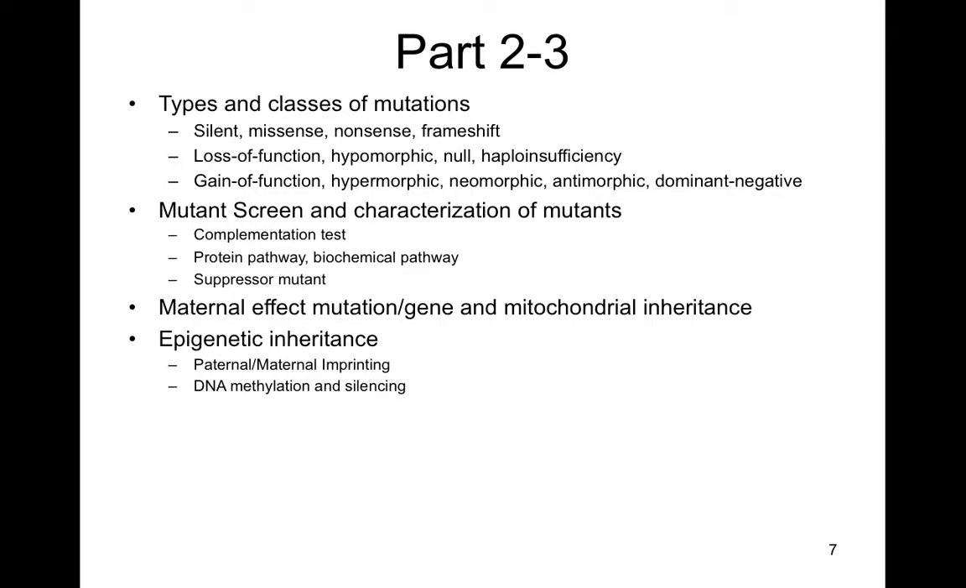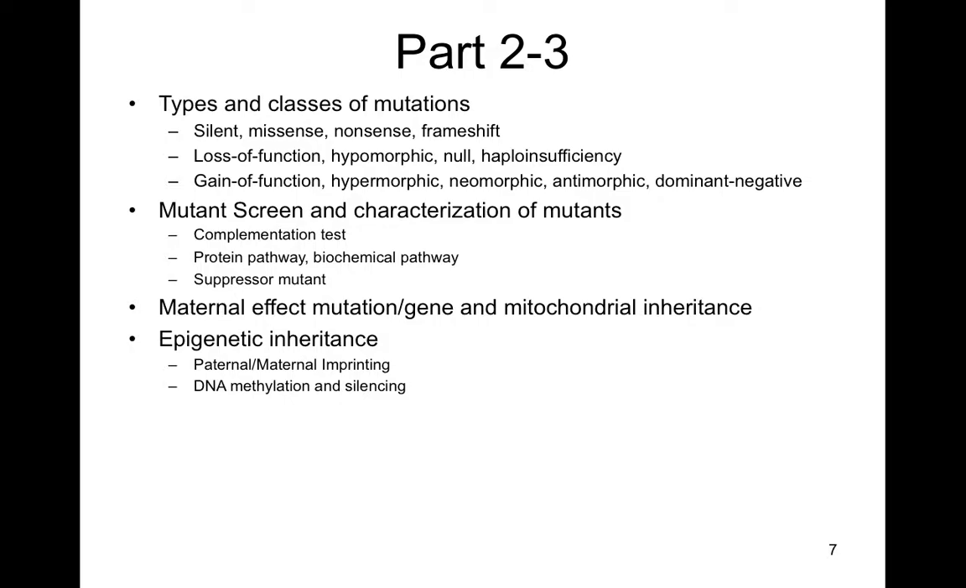Finally, make sure you understand the different types and classes of mutations. There's the silent, missense, nonsense, frame shift. Again, make sure you understand what those different types of mutations are. There's loss of function mutations, hypomorphic, null, haploinsufficiency. There's the gain of function mutations, the hypermorphic, neomorphic, antimorphic, and the concept of a dominant negative mutation. So that's important, the types and classes of mutations.